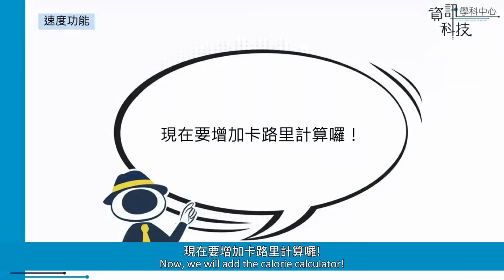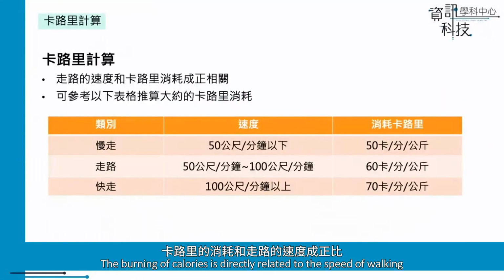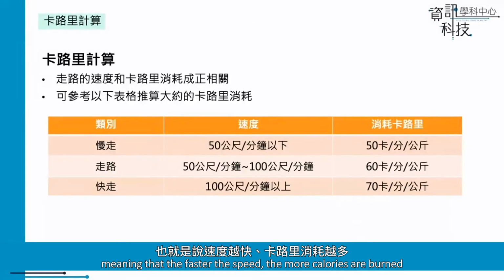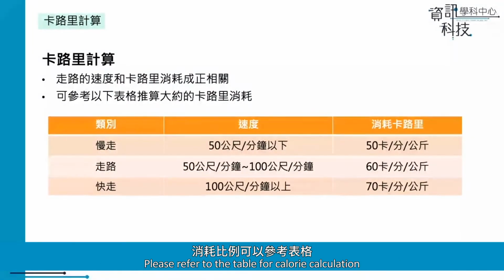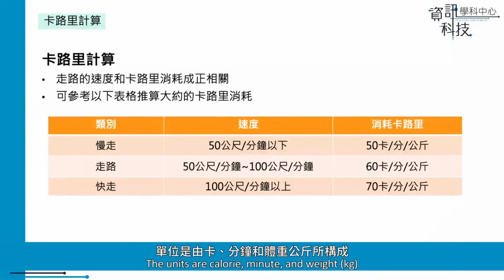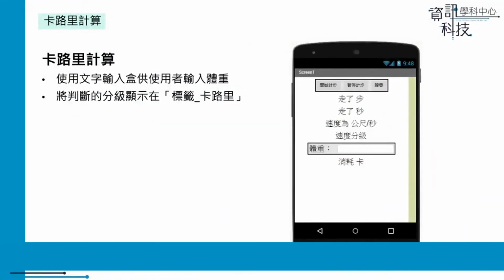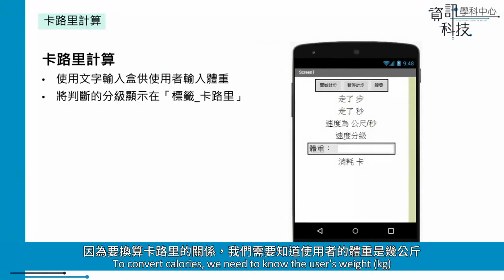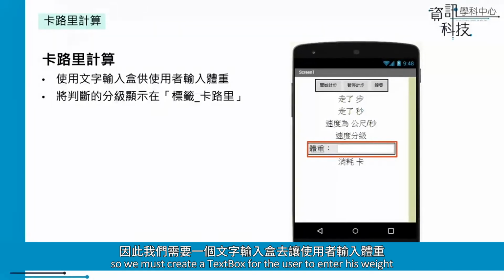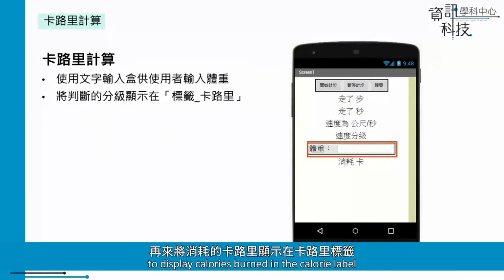Now we will add the calorie calculator. The burning of calories is directly related to the speed of walking, meaning that the faster the speed, the more calories are burned. Please refer to the table for a calorie calculation. The units are calorie, minute, and weight in kilograms. To convert calories, we need to know the user's weight in kilograms. So we must create a text box for the user to enter his weight to display calories burned in the calorie label.